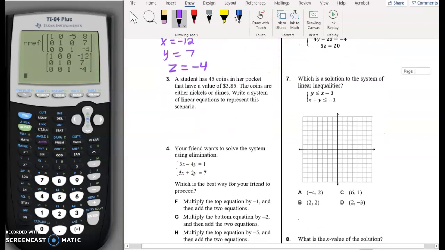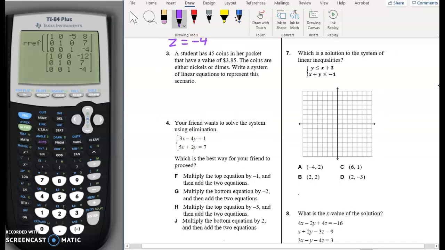Alright, let's take a look at number 3. So the student has 45 coins in her pocket that have a value of $3.85. The coins are either nickels or dimes. Write a system of linear equations to represent this scenario. So before I do anything else, I need to define my variables. In this case, that is nickels and dimes. I'm going to say nickels is N and dimes is D. You are more than welcome to use X and Y as well, and you could replace N and D.